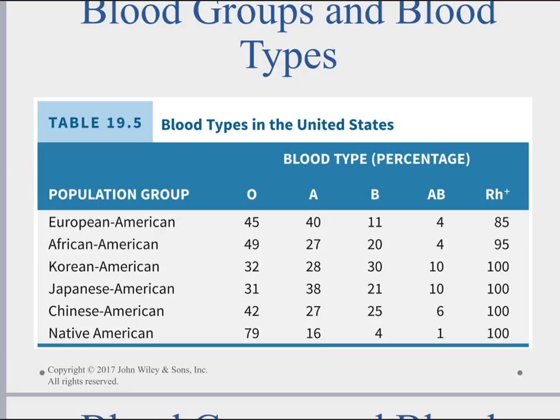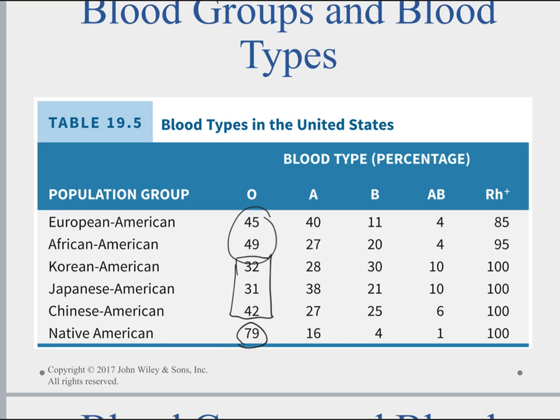We can look at table 19.5 to examine blood groups and blood types and the distribution of blood types in the United States. Notice that the majority of people in the world, and we could even go into the U.S., is going to be type O blood. Native American, close to 80%. European American, African American, we're right on that 50% mark. Korean American, Japanese American, Chinese American, we're roughly, on average, 36%.